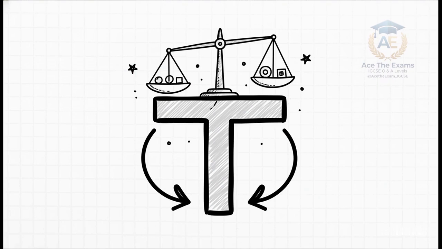Now, the T account, it really remains the gold standard for representing the double entry system. You just have to master the absolute necessity of balancing these accounts correctly at the end of the period.